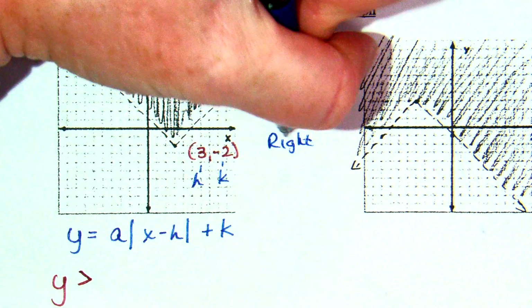There's one part I haven't talked about. You need to talk about a. What's a basically represent? Slope. What's the slope doing? Up 1 over down. So y greater than absolute value of x minus 3 minus 2. Would you consider it wrong?